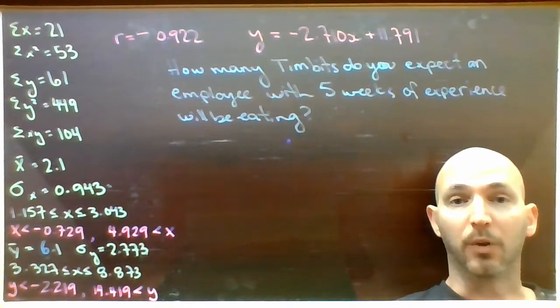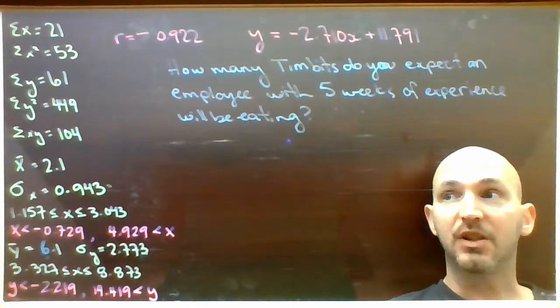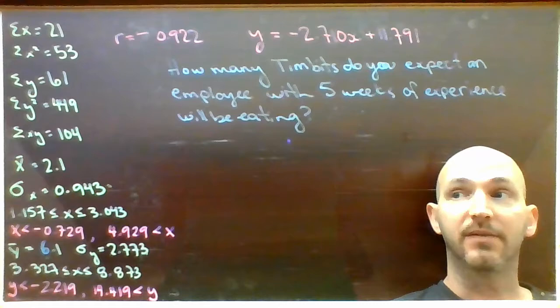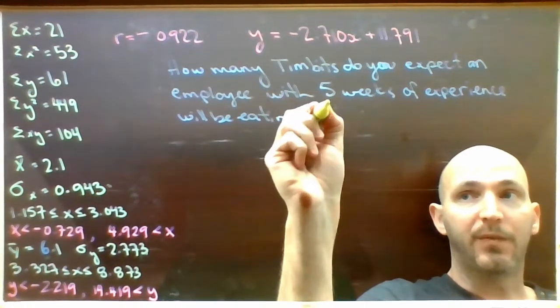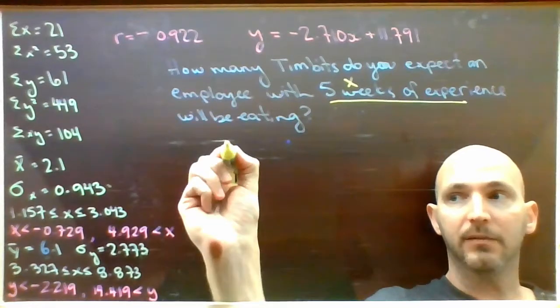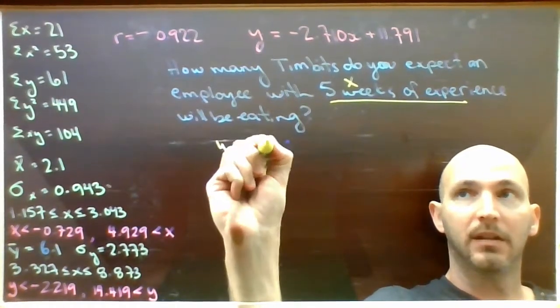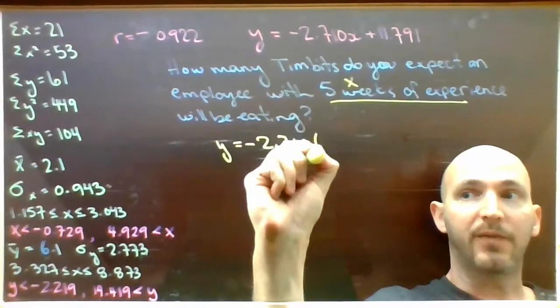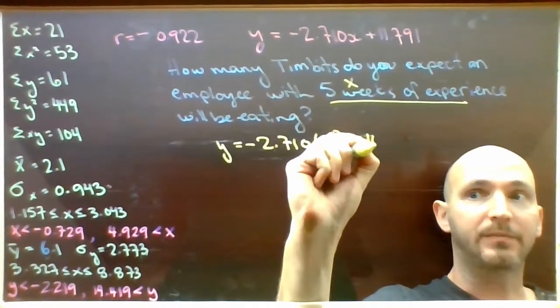The last example we're going to work out is how many Timbits do you expect an employee with 5 weeks of experience will be eating? So 5 weeks of experience, that's an X value. So back to my model again, one more time. Dropping in 5 as my X value.